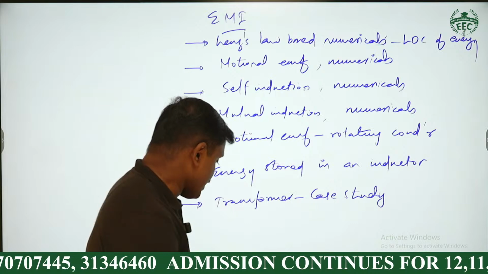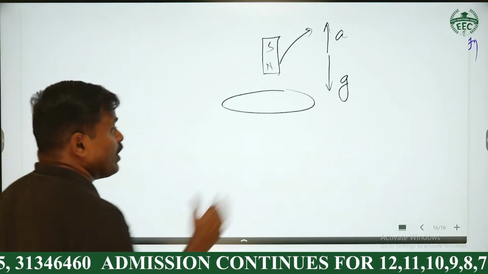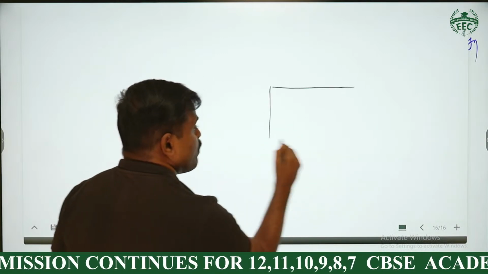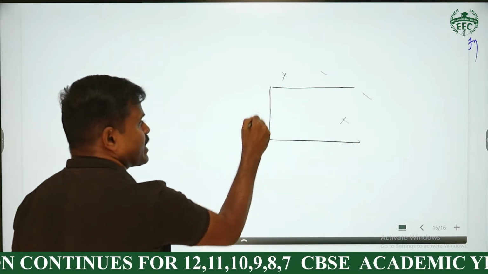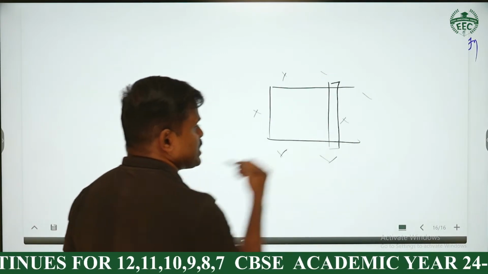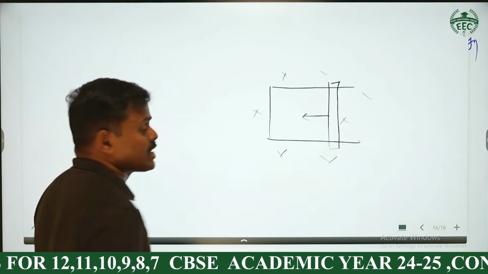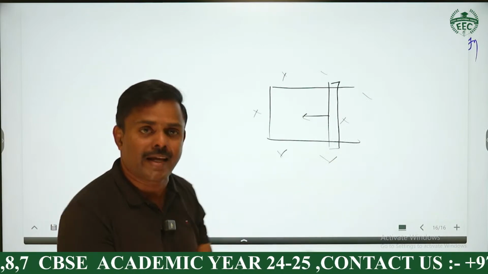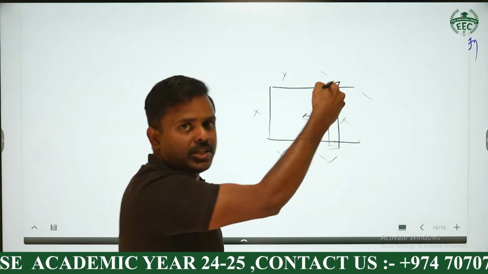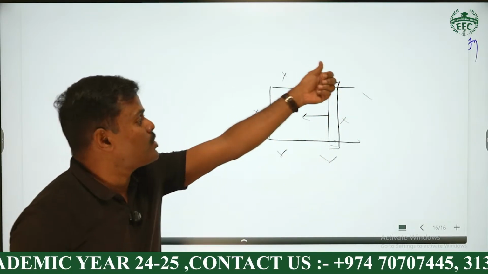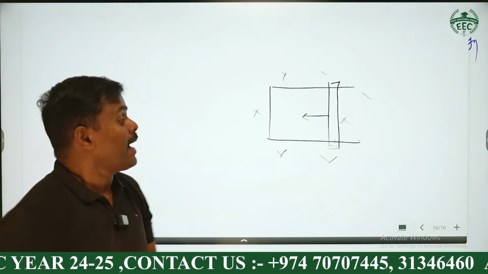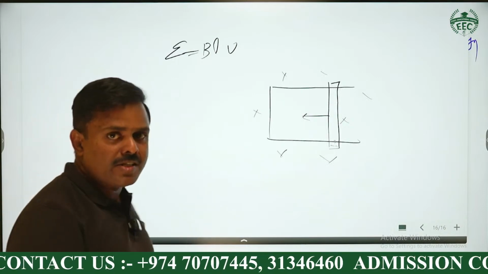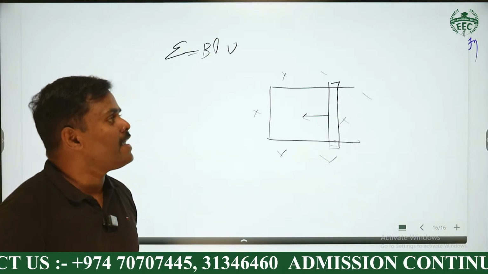Then the motional EMF question is very important. What can they ask about this? You have a conductor which is kept in a magnetic field like this. This is the conductor, and the conductor is moved to a new location. What will happen? Electrons will cluster at one end. That end will be negative and the other end will be positive, and this will create a potential difference across the conductor, given by BLV. B is the magnetic field strength, L is the length of the conductor, V is the velocity.